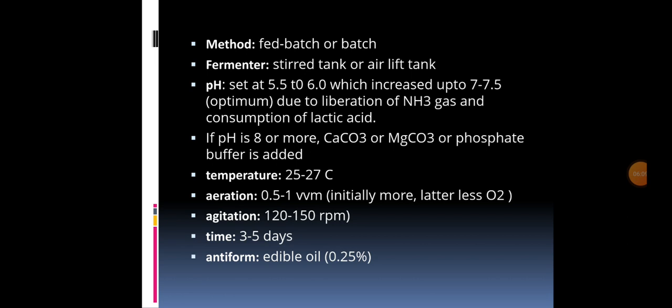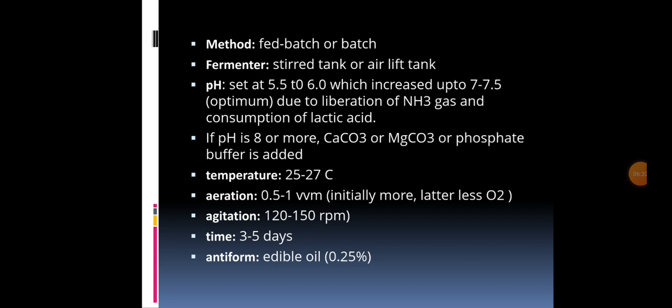The method used is either fed batch culture method or batch culture method. The fermenter used is stirred tank or airlift tank fermenter. The pH is set at 5.5 to 6, which may be increased up to 7 to 7.5 due to liberation of ammonia gas and consumption of lactic acid.